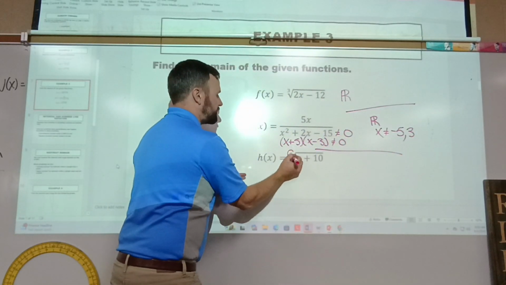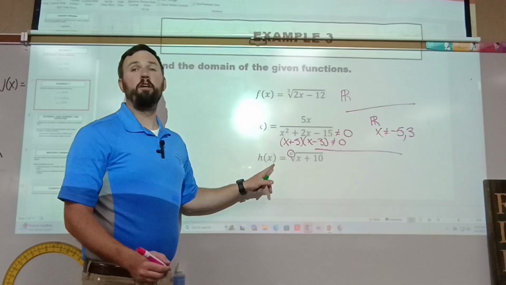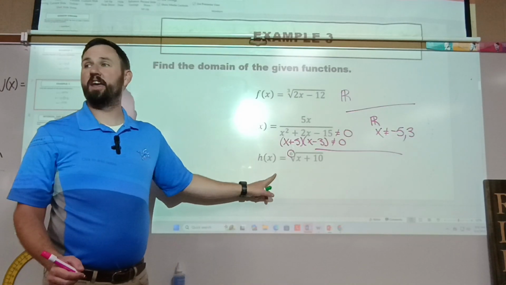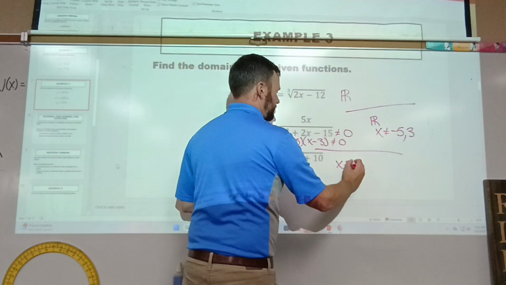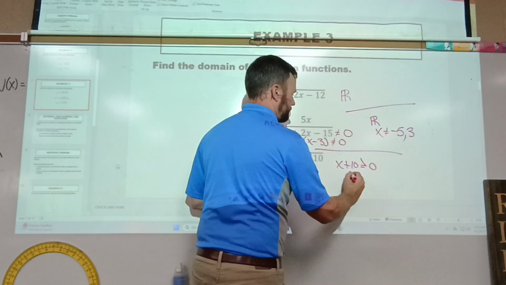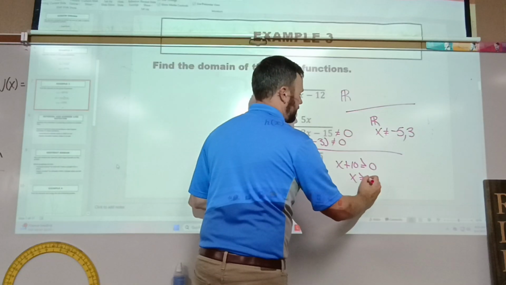Uh-oh, this is not a square, but it's even. All the even powers act the same. So what do I do with this one? Set it greater than or equal to 0. X is greater than or equal to negative 10.